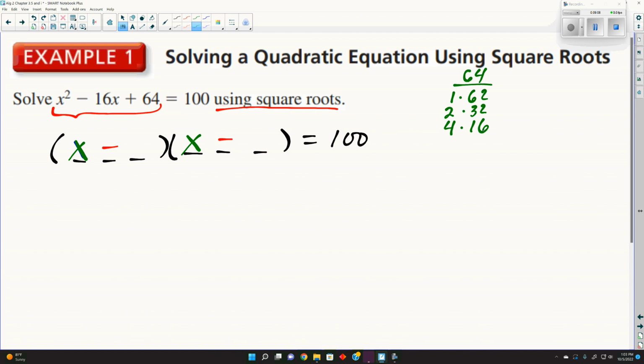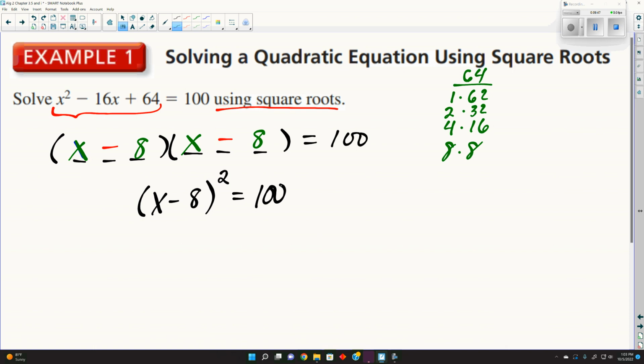5 doesn't work because it doesn't end in a 0 or 5. 6 doesn't work because for 6 to work, 2 and 3 have to be factors. 7 doesn't, but then we have 8 and 8. And if we checked it, these would work. But there's a reason we did pick 8 and 8. Because what do you notice about these two here? They're the same, yes? Whenever we have something times itself, I can rewrite it as one squared, because x minus 8 times x minus 8 is the same as x minus 8 squared.